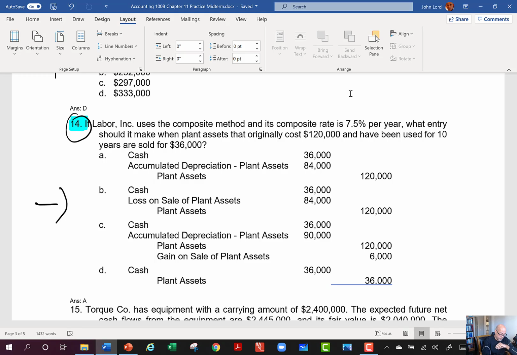So we know the answer is A here. But when you look at this, we know there's no gain or loss, okay? That's the major rule associated with the group composite depreciation approach. And so when you look at this, B is wrong.